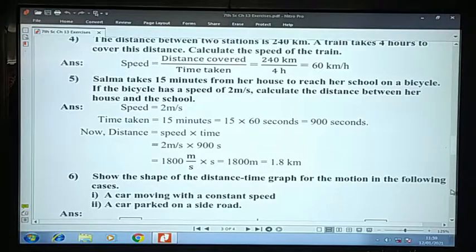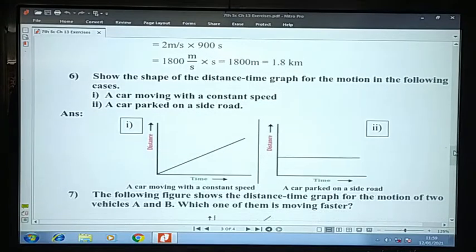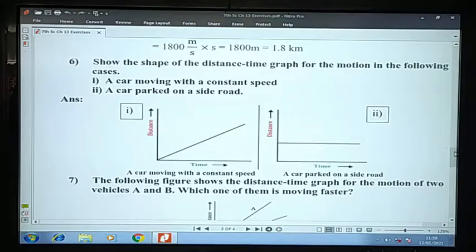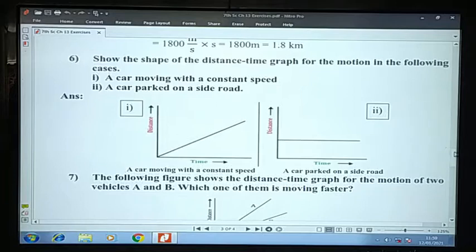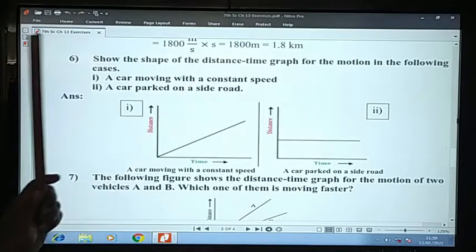Now, the sixth question is, show the shape of the distance time graph for the motion in the following cases. A car moving with a constant speed.